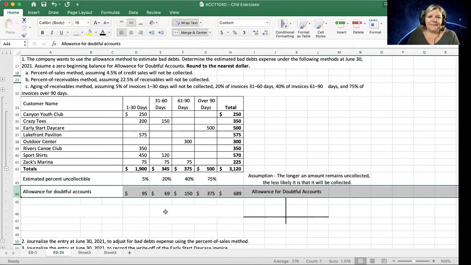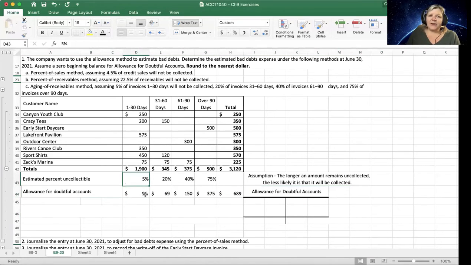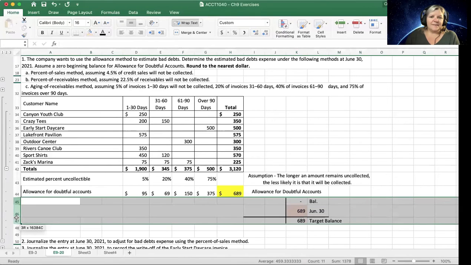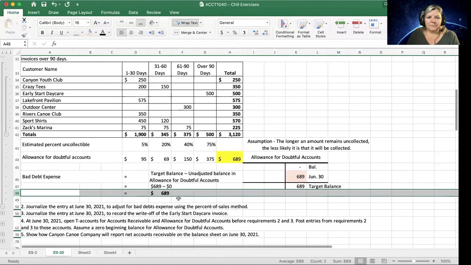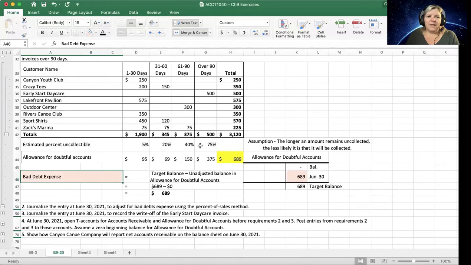Okay, so we're going to fill in the amounts. Doing straight calculation, 5% times the 1,900 to give you 95, and so on and so on, to give us a total then of $689. And again, what this represents is the target balance in your allowance for doubtful accounts. Okay, so we have that target balance of 689, and again, we have a starting balance of 0. Therefore, the bad debt expense for the period is going to be, and just to not confuse the issue, we'll make it a different color. Okay, so our bad debt expense is the $689 under this approach.